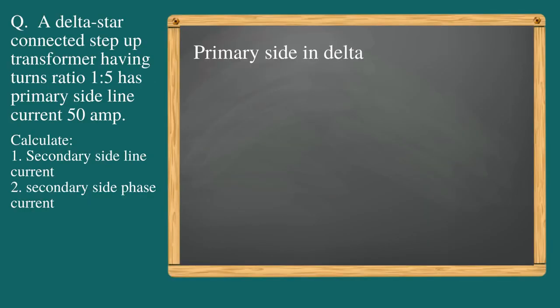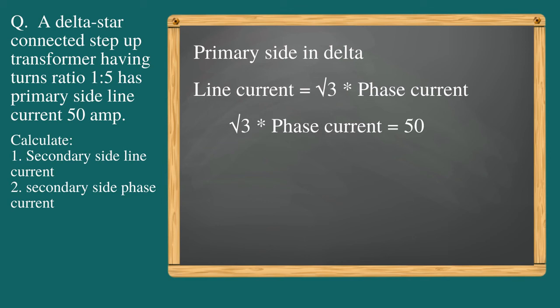Now the solution. We have given primary side line current, that is 50 ampere in the question. Now it is also given that the transformer is delta star connected. That means primary side is in delta, and we know that for delta connection line current is equal to root 3 times phase current. So from here we know that line current is given, that is 50 amperes. So from here we can calculate phase current easily. So phase current will be equal to 28.86 ampere.